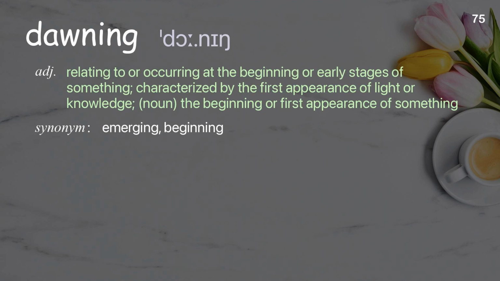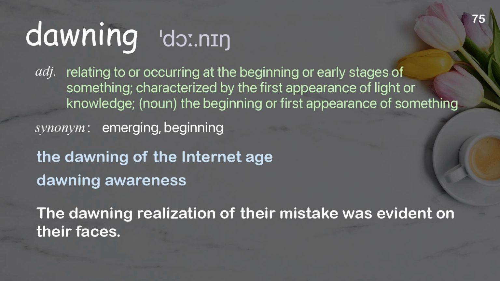Dawning. Relating to or occurring at the beginning or early stages of something. Characterized by the first appearance of light or knowledge. Noun, the beginning or first appearance of something. Examples: the dawning of the internet age. Dawning awareness. The dawning realization of their mistake was evident on their faces.